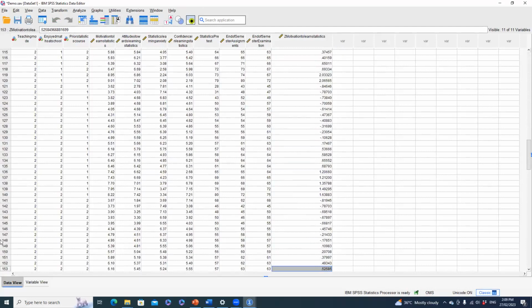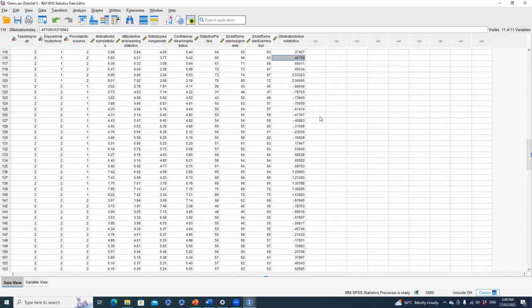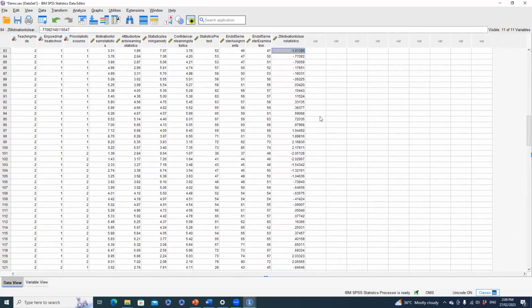What it will actually do is, when we go to our data, it's added another variable here, which represents the Z-scores of the variable of interest for every individual. So we can see from this that a score of 6.50 has a Z-score of 0.71, rounded to 2 decimal places.